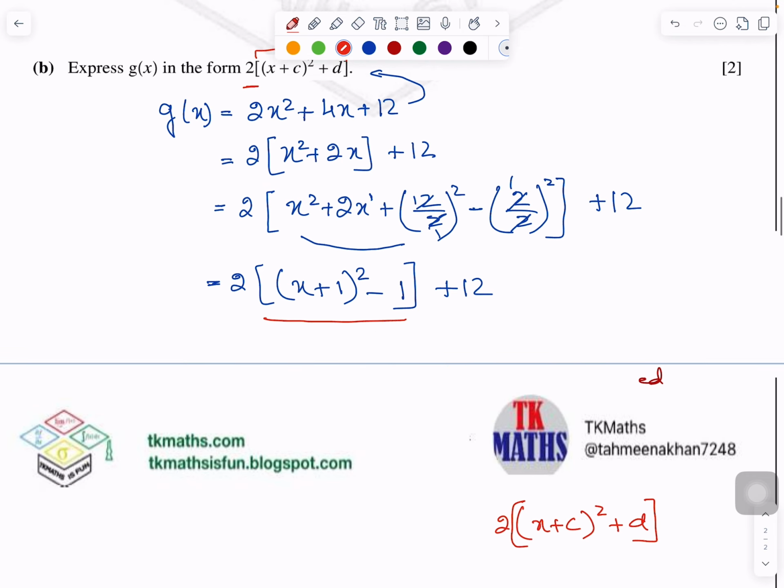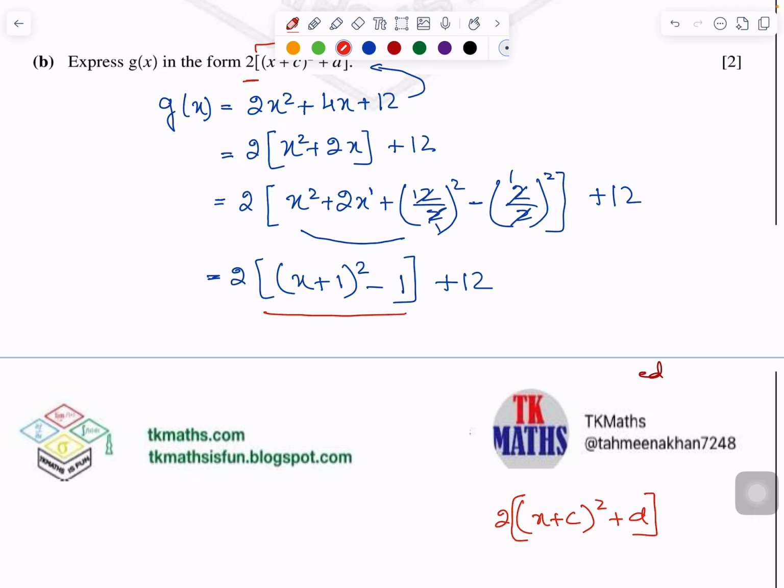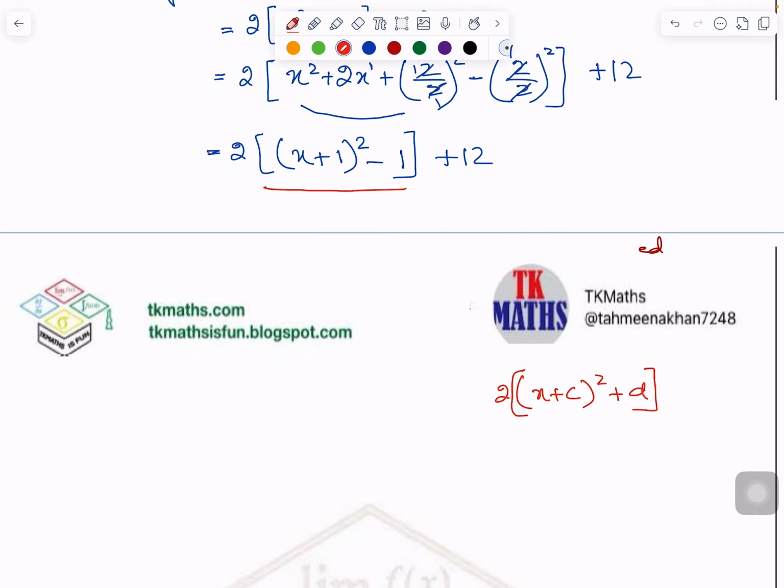So this was a mistake made by students. They stop here. No, you will bring it in that form. That is a special case. It says bring into that form. So I am multiplying 2 by the terms which are inside the bracket. 2 times 1 is 2, right? So what it will become? 2x plus 1 square plus 10.